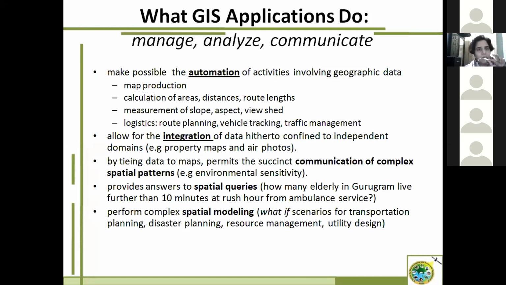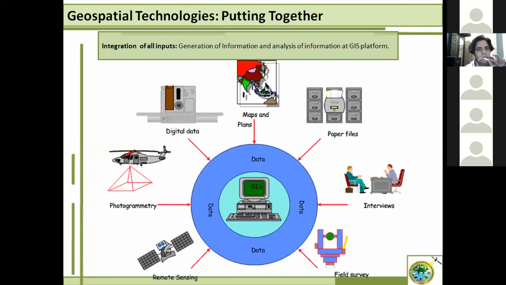So we need to put together all the technology to get a GIS. You can say the GIS is a superset for the GPS as well as the remote sensing technology, because we can only integrate all those things when we have all the other things together. So, generation of the information and analysis of the information happen at the GIS platform.